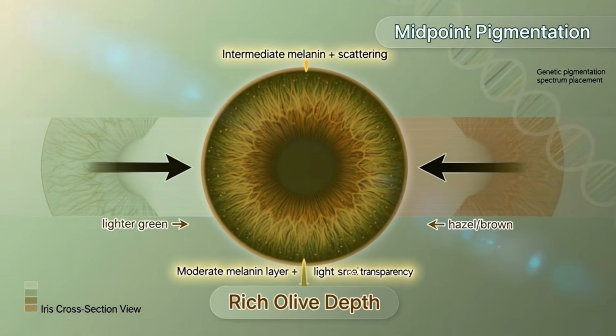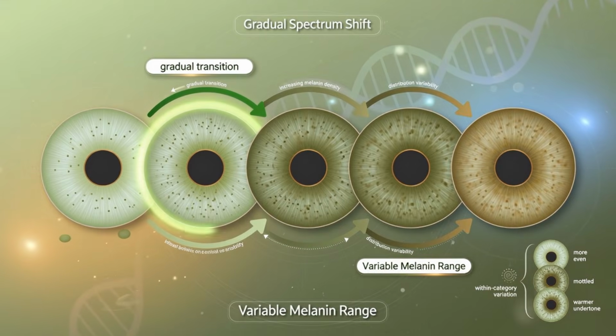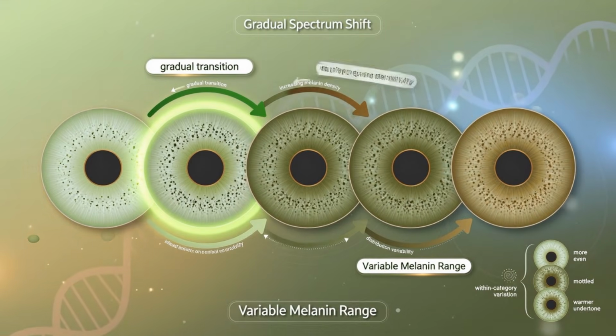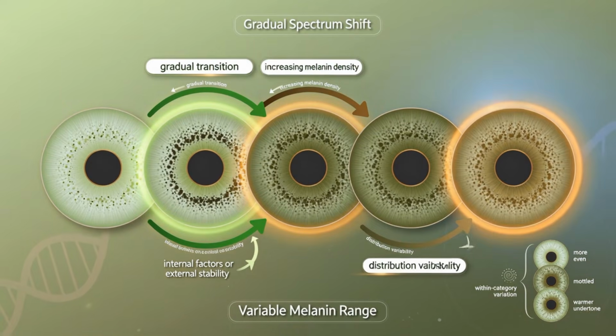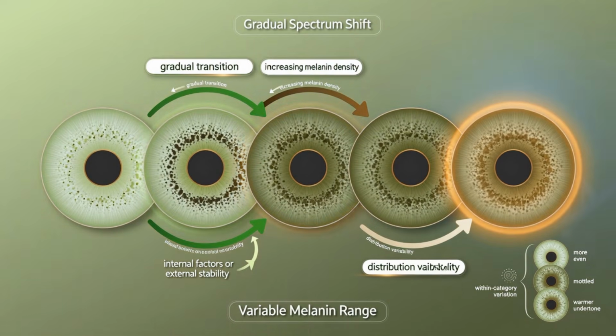These eyes tend to look richer and less transparent, sitting at a midpoint between lighter green eyes and hazel or light brown eyes. The shift happens gradually across a spectrum, and there's a wide range within this category, depending on exactly how much melanin is present and how evenly it's distributed.